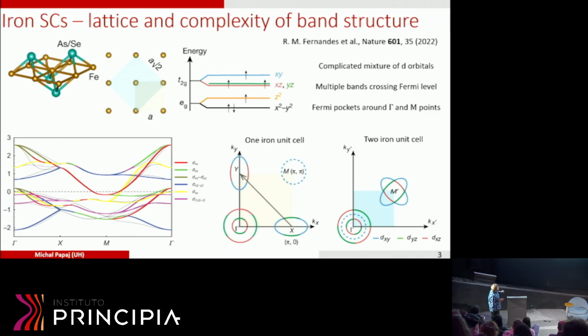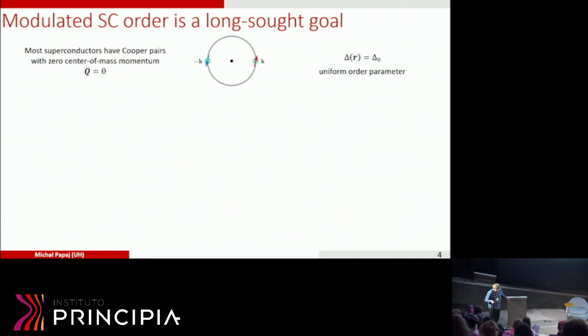The other important part that is necessary to understand is the modulated superconducting orders. Observing such orders is a long-sought goal, and we know that most superconductors have Cooper pairs with zero center of mass momentum, so we have Q equal to 0. We are pairing K and minus K, spin up and spin down, for example, and this will lead to a uniform in space order parameter.